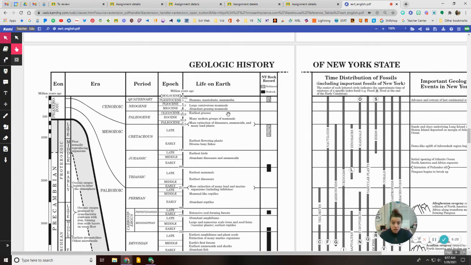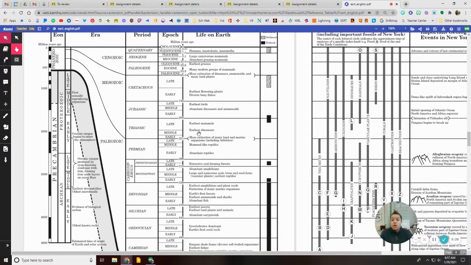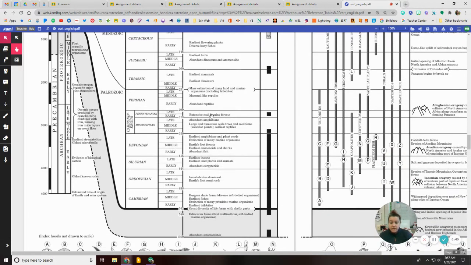All right, so we've already talked about the eons, the era, the period, the epochs, and then we have life on Earth. What they've done here is they've taken all of the largest amounts of animals that were on the planet, and they showed them when they were earliest or when there was the most abundant and so on and so forth. So if you look, oldest ones, the great diversity of life forms with shelly parts. And then you have your earliest trilobites, extinction of many primitive marine organisms, earliest fishes, Burgess shale fauna. This Burgess shale fauna shows up a lot on Regents exams. So make sure you know where that is.